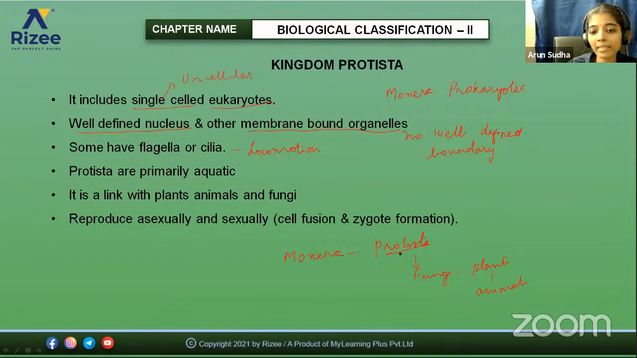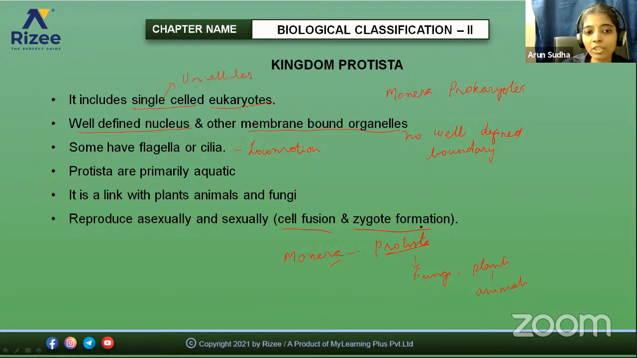So they act as a link between the Monera and other higher level of organisms like fungi, plants, and animals. It is a link. And they reproduce asexually and also sexually. Sexual reproduction is by cell fusion and formation of zygote. So there occurs a formation of zygote here. But mostly the asexual mode of reproduction is present in the case of Monera.